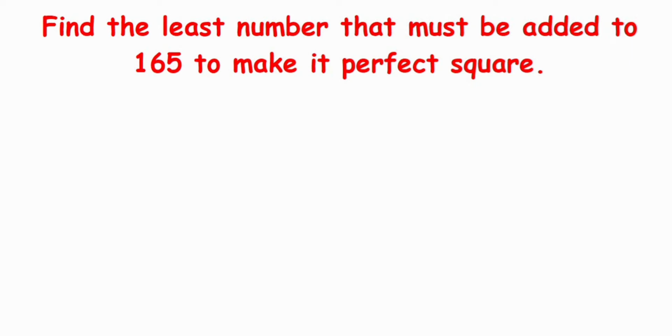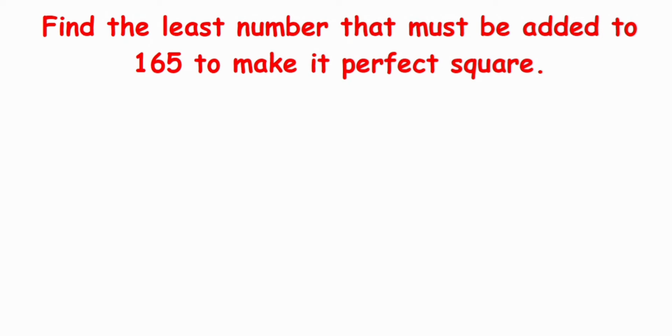Hey everyone, so here is another question on square and square root. The question is, find the least number that must be added to 165 to make it a perfect square. Now remember, this kind of question usually comes for a 4-mark or 3-mark question, because this is not easy to find out. So let's see how to do this.